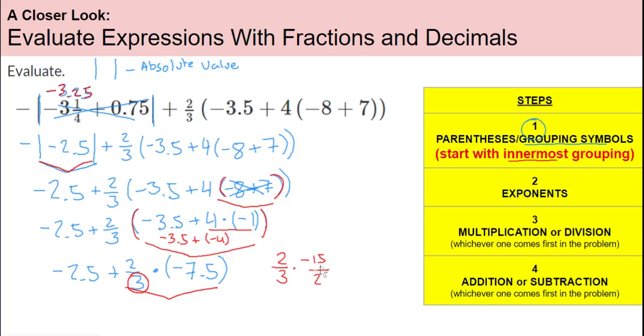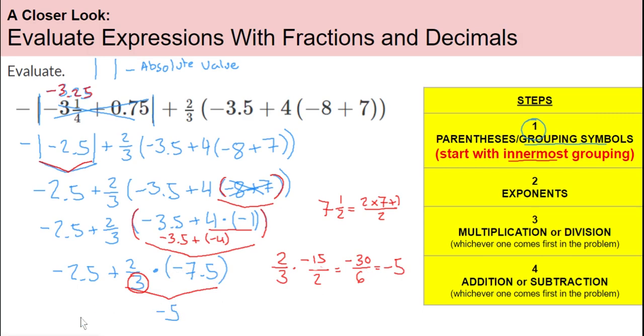So you're probably wondering, how do I get negative 15 over 2? Well, one way you could change the 7.5 is to 7 and 1/2. Remember, you do 2 times 7 plus 1 over 2. 2 times 7 is 14 plus 1 is 15. So it's negative 15. Then we can multiply. 2 times negative 15 will be negative 30 over 6. And if I simplify this, negative 30 divided by 6 equals negative 5. So my answer, 2/3 times negative 7.5, is negative 5.